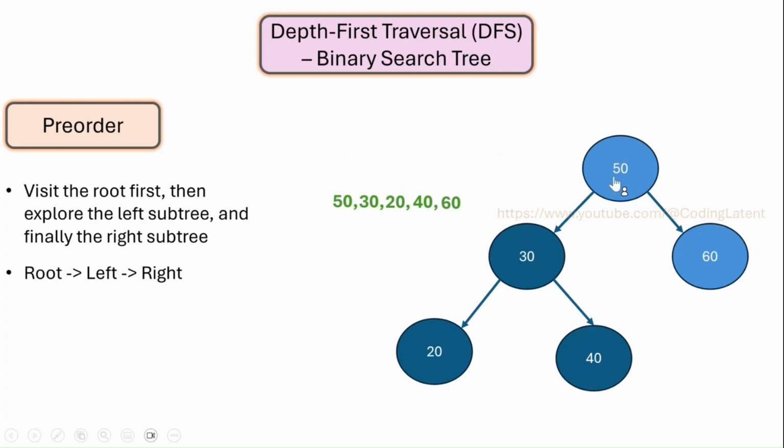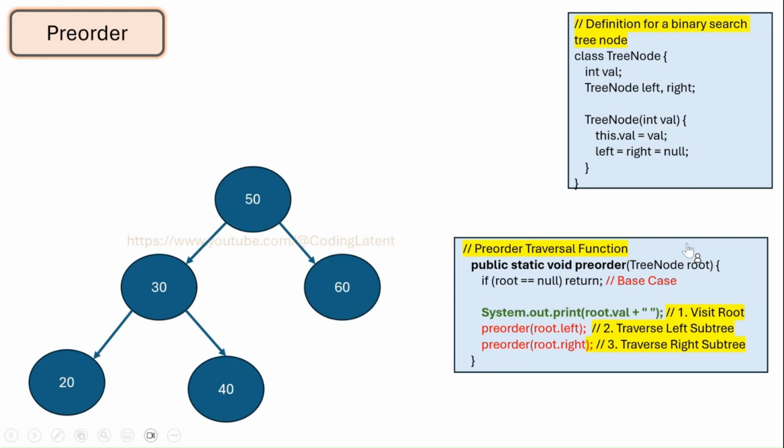Basically, start with the root, then go for the left side, and then go for the right side. Let's understand the preorder traversal implementation. This is the tree node class, which represents the node of the tree. Value is the data in the node, and left and right are pointers to the left child and right child of the node. So this is the preorder traversal function.